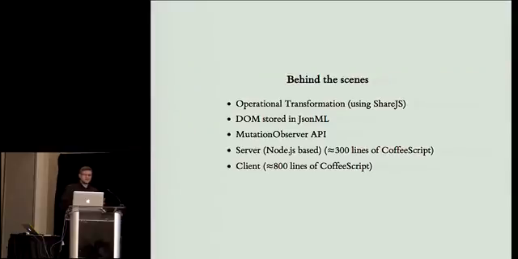Behind the scenes, synchronization in Webstrates is based on operational transformation on the DOM using an open source OT framework called Share.js. Share.js works on JSON, so we represent and store the DOM in JsonML. To observe local changes to the DOM, we use the modern Mutation Observer API. And the server is around 300 lines of CoffeeScript, and the client is around 800 lines of CoffeeScript, both excluding third-party libraries, so it's relatively simple.